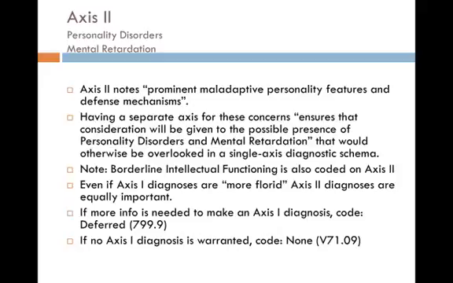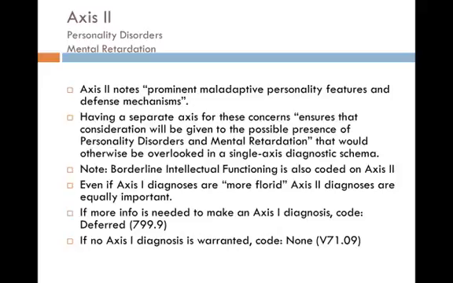So if more information is needed to make an Axis 1 diagnosis, as we stated before, it would be the same for Axis 1 as well as Axis 2, I think it would be 799.9, as well as for if none is warranted.